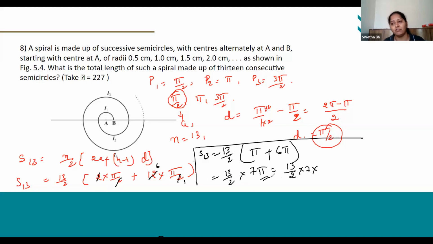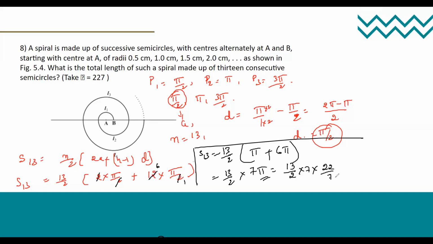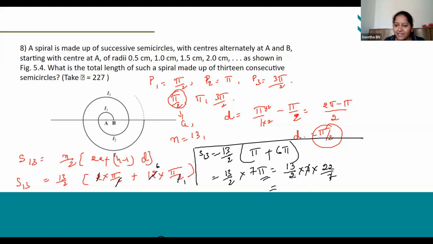I will write the value of pi now. What is the value of pi? What is the pi value? Tell me, ma'am, fast. 22/7. Okay. So now we can cancel the sevens and two ones, two 11s. Right now, children. So what is the answer? 11 3s are 33, 11, 12, 13, 14. Okay. So what is this? 143. This is the total length of 13 consecutive semicircles.